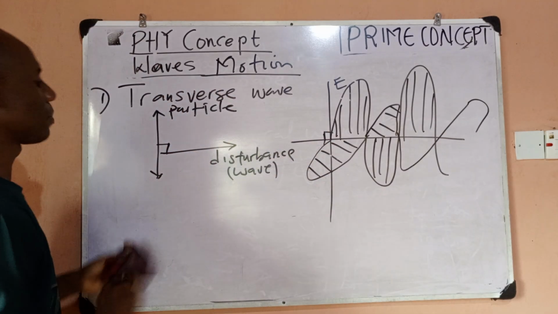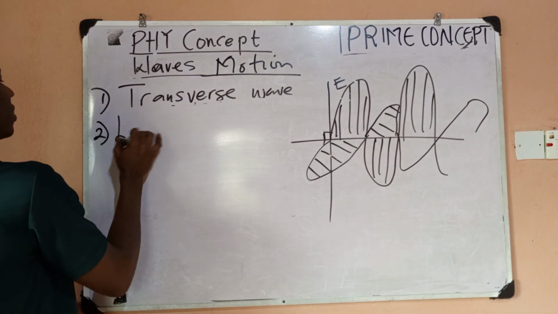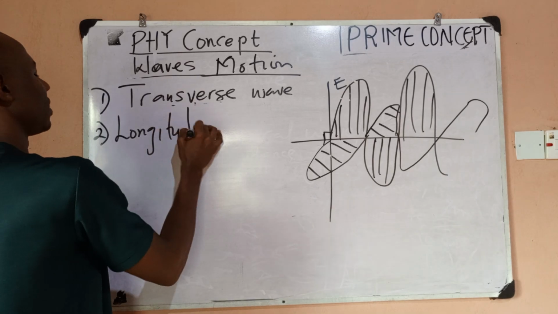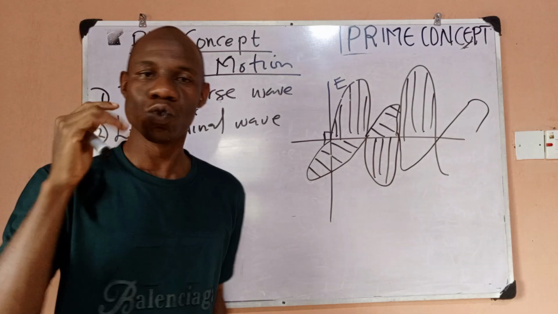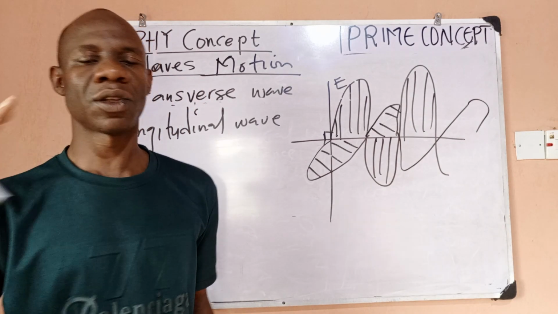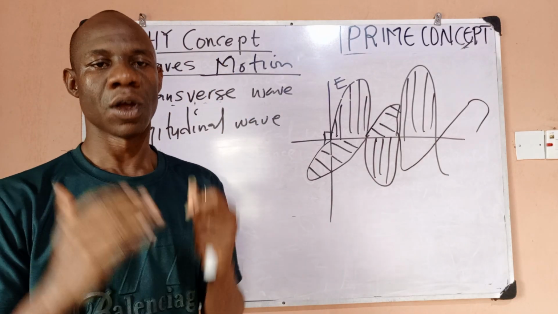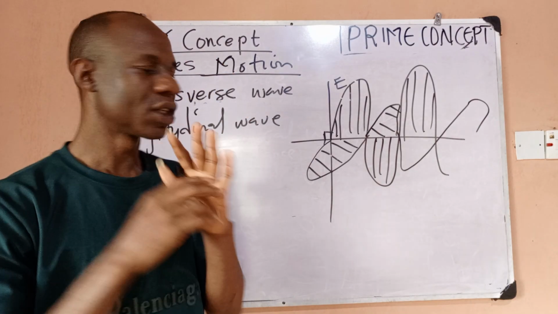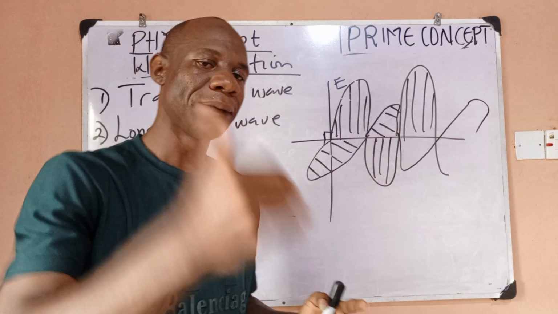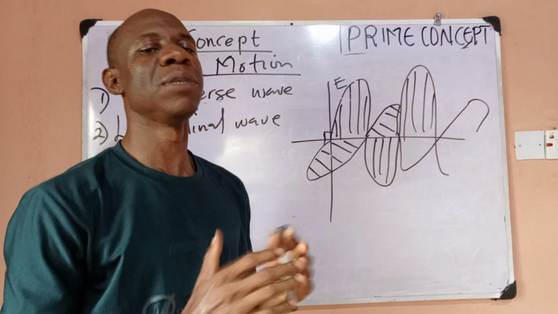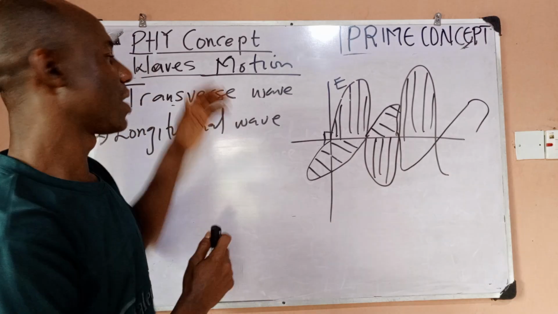Now, number 2 type of wave motion we have is our longitudinal wave motion, right? Longitudinal wave motion is a wave motion where the direction of travel of the wave is parallel to the vibration of the particles of the medium. So you have a parallel relationship for longitudinal wave motion, while for transverse you have perpendicular.